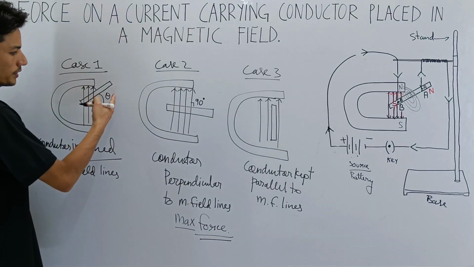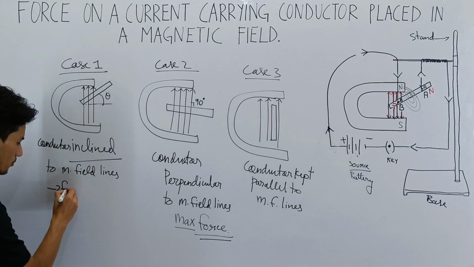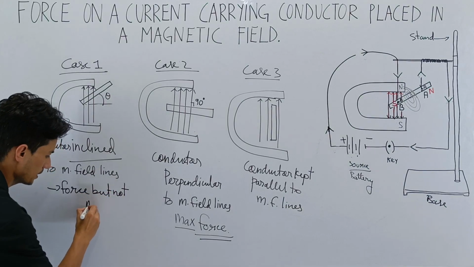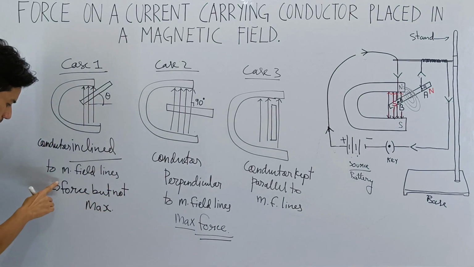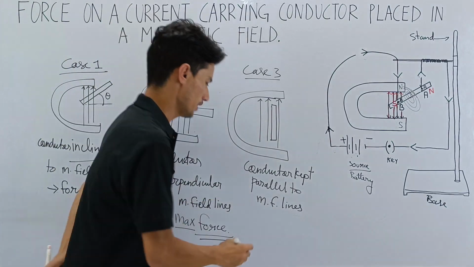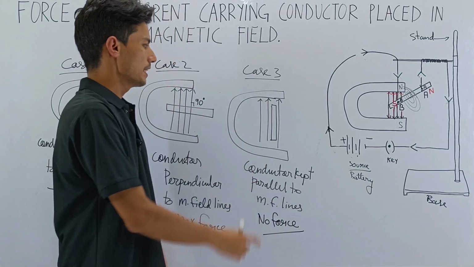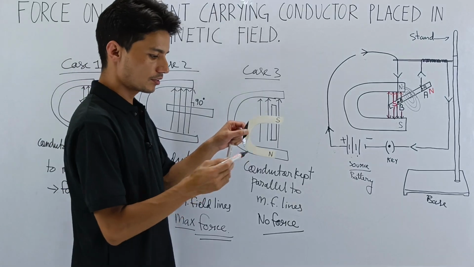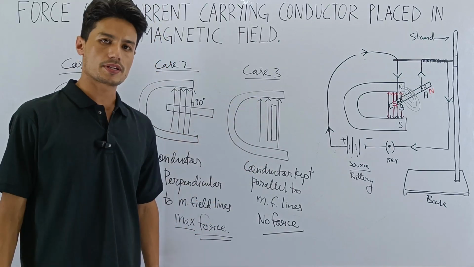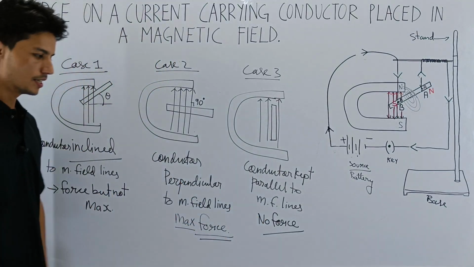And when the conductor is kept at a certain angle theta, then here also we'll experience a force, but not maximum. So a force will be experienced, but this force will not be maximum. What about this one here? Here, no force. So remember this. In case 3, there is no force. When the conductor is kept parallel to the magnetic field lines, then no force. This conductor will not experience any force. So remember these 3. I hope you have written this.